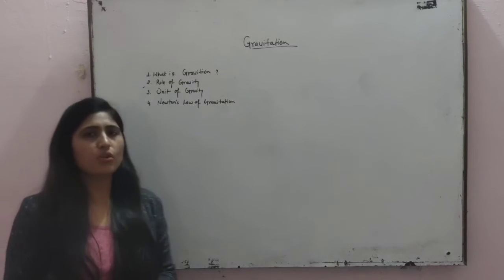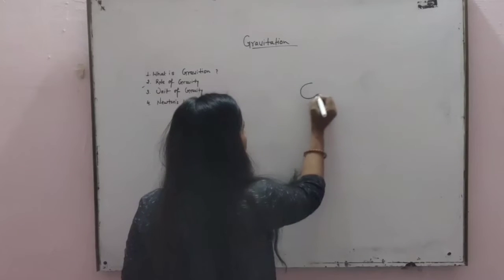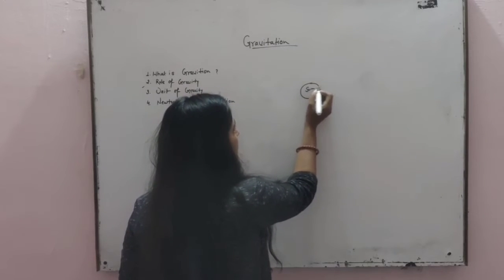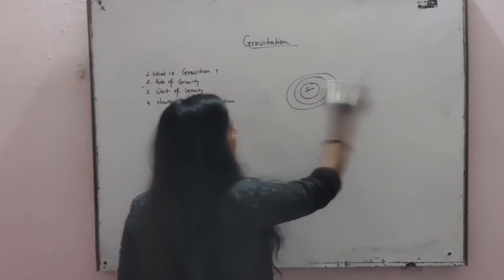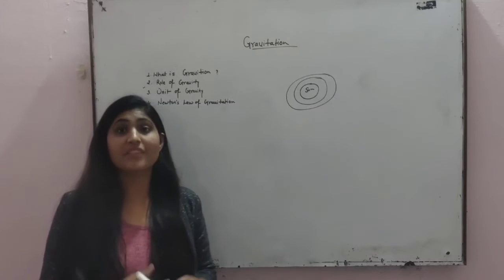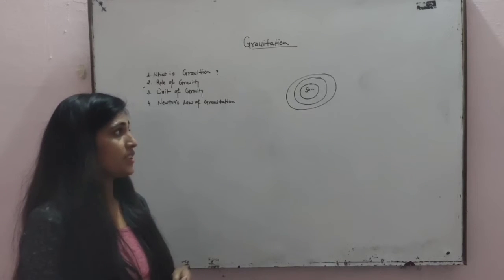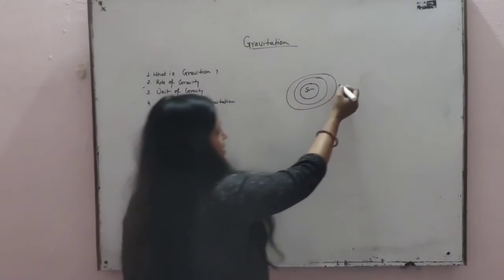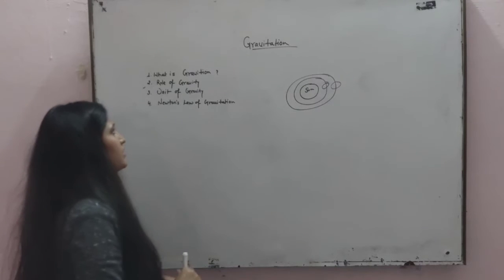A very important role of gravity is also, this is the sun. With the help of gravity, it forms our solar system, the planets and the stars. The planets, due to gravity, revolve around the sun in a fixed orbit.